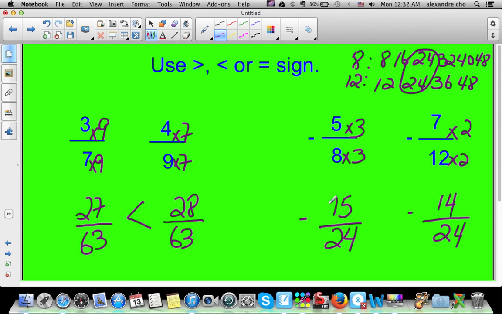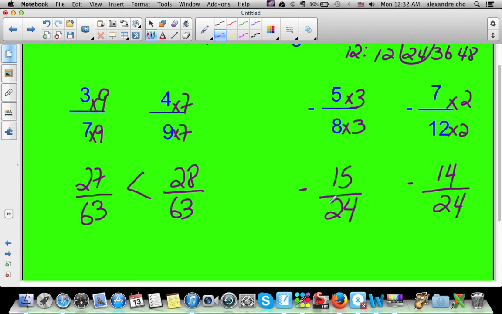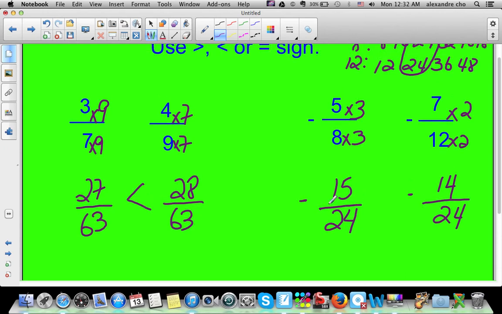So that gives me negative 14. So now these are negatives, so you have to think backwards. In negative, the bigger the number, the smaller it is. So again, negative 15 over 24, because it's bigger, but since it's negative, it means that it is smaller. Okay? Let's do a couple more, just in case.